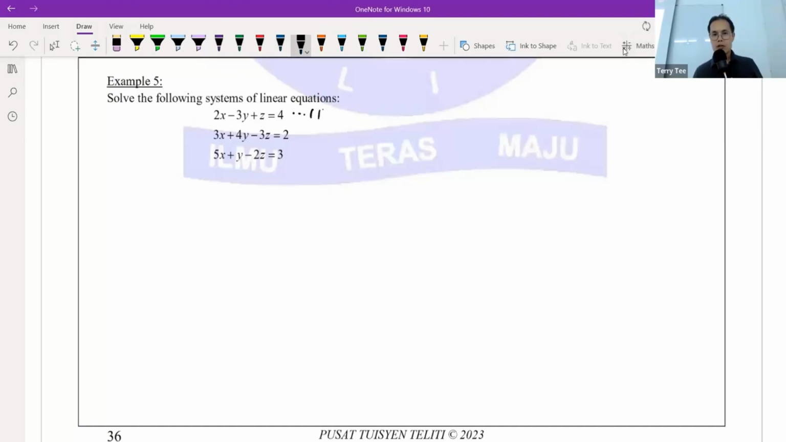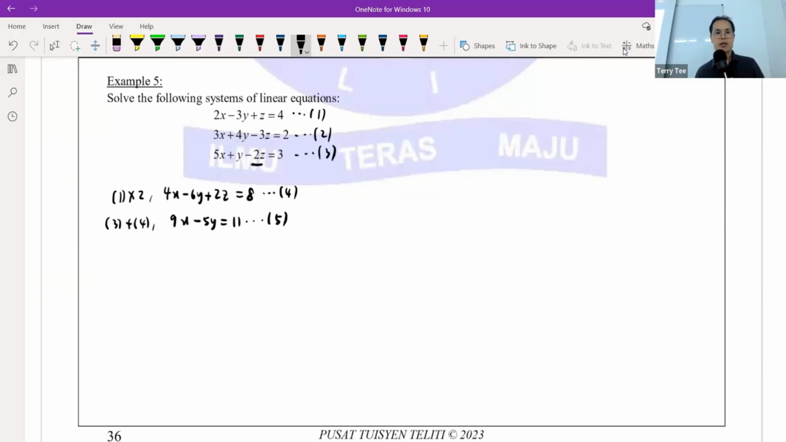So for example 5, we call this equation 1, call this equation 2, equation 3. Who should I get rid of? Z, right? The LCM is 6. So I take equation 1 times 2 first, because I want to get rid of this 2z. So 4x, 6y, 2z equals 8. Equation 4. 3 and 4, we add them up. Equation 3 plus 4, 9x minus 5y equals 11.